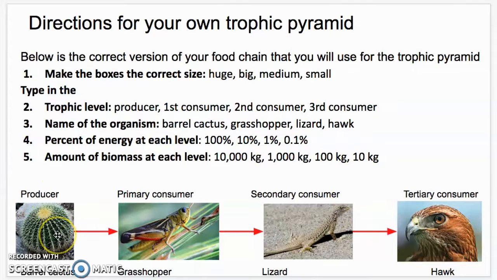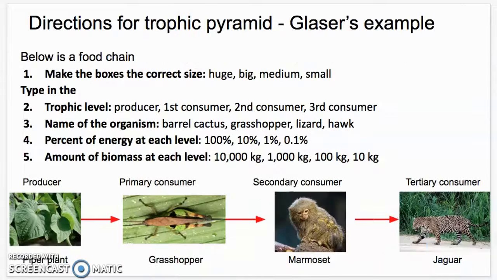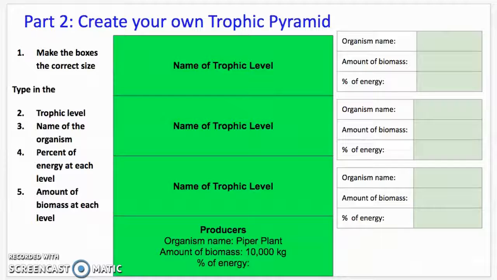So this is the food chain that you made before, where the barrel cactus is the producer, the grasshopper was the primary consumer, the lizard was the secondary consumer, and the hawk was the tertiary consumer. However, on mine, I'm going to use a slightly different food chain just so that you have a different example to go off of. Mine's based on the jungle, where there's the piper plant as the producer. Its energy gets passed on to the grasshopper, the primary consumer. Tropical grasshoppers are eaten by these cute little monkeys called marmosets. That's the secondary consumer. And unfortunately, the marmoset's energy is going to be passed on to the hawk, which is the tertiary consumer. On the next page is where I'm going to be making my trophic pyramid.